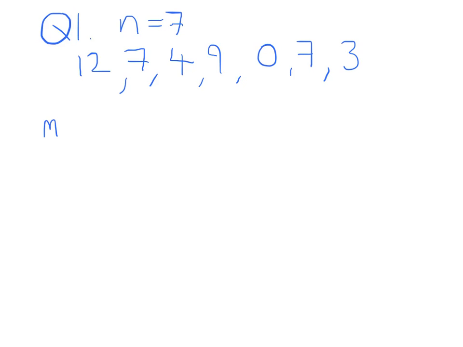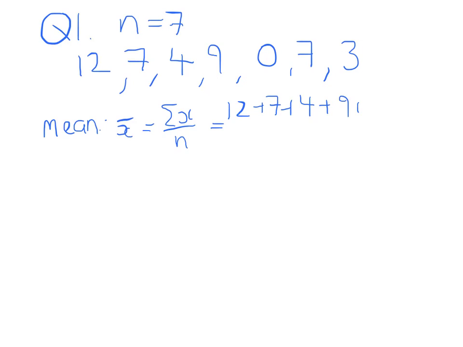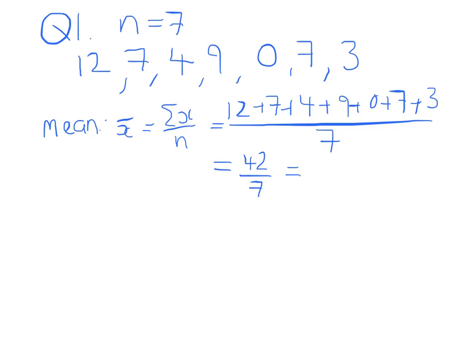So the mean is going to be x bar, and we just need to add up the x's and divide by our sample size. So it's going to be 12 plus 7 plus 4 plus 9 plus 0 plus 7 plus 3, and we divide all of that by 7, and that gives us 42 over 7, which is 6. So the mean is 6.